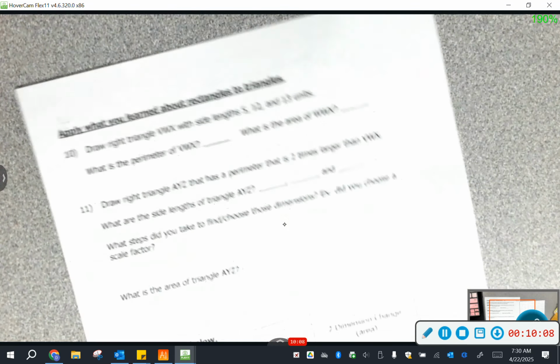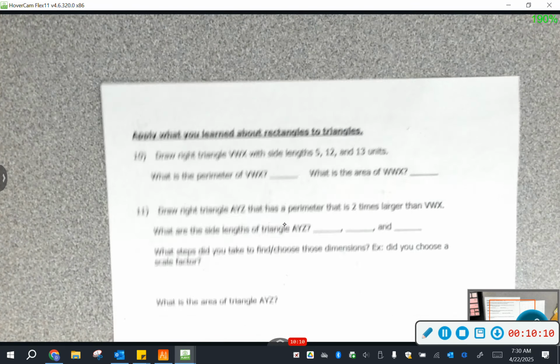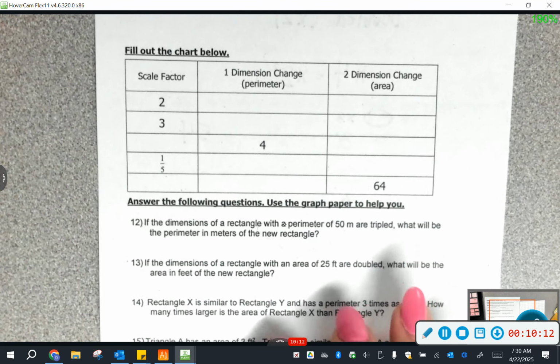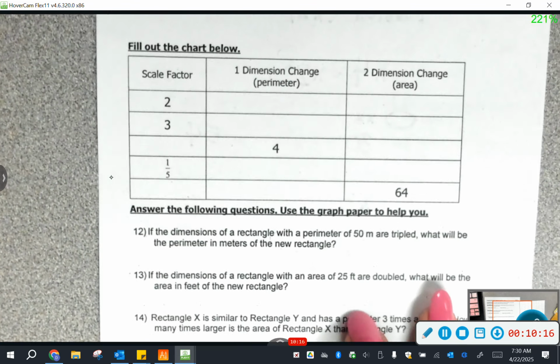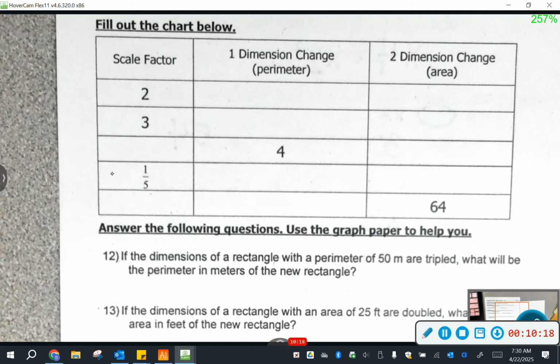Turn your paper over. We're not going to do this top part. We are just going to go to this chart. So, right here it gives us the scale factor. Can we figure out the dimension changes? I need everybody to look up, please.